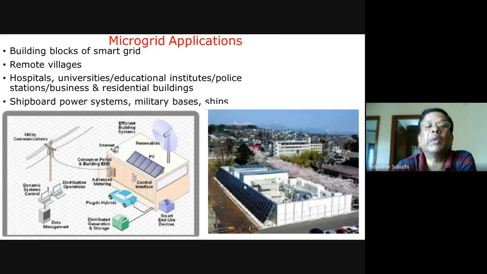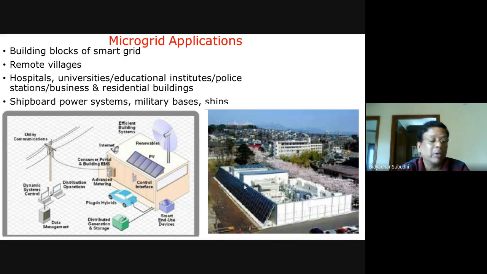Now, where do we apply this microgrid? What are the best applications? Actually, the microgrid can be conceived as the building block for a smart grid, and it is more suitable for remote villages, hospitals, universities, educational institutes, police stations, business and residential buildings, seaboard power systems, military bases, ships, etc. So these are for isolated use, or maybe you can connect to the grid as well.